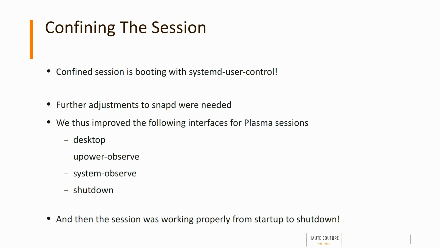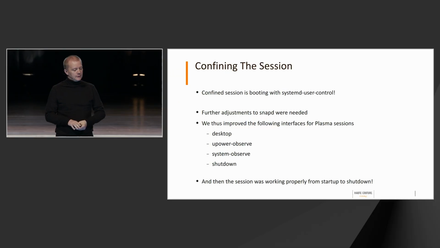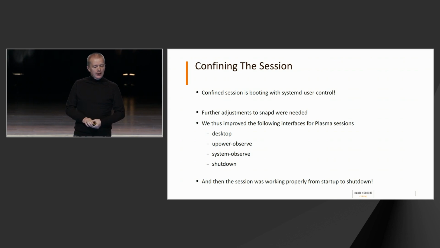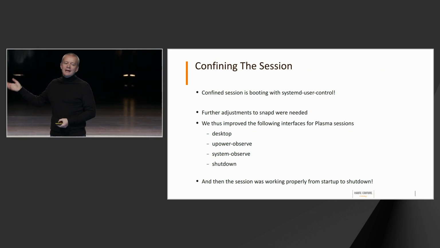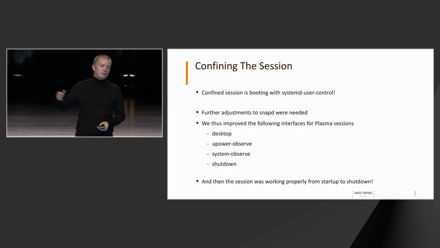And so we managed to get something which boots. Now, when we did that, we started to get the thing confined. We found some more errors, right? Some more problems showing up with what the services and applications inside of the session were trying to do. So we had to improve some existing interfaces from snapd, unlike the systemd-user-control one. So obviously we touched desktop, upower-observe, system-observe, shutdown.